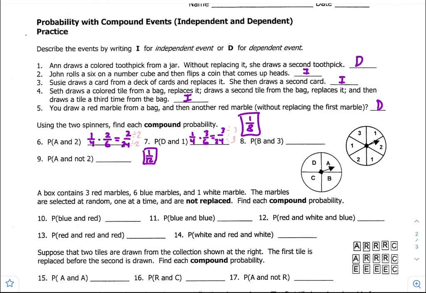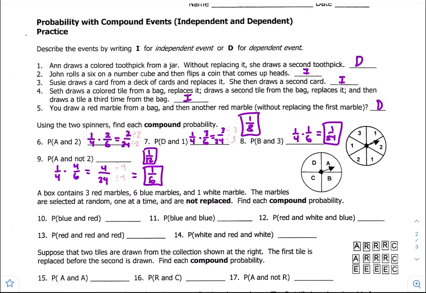Probability of spinning a B is 1/4 chance, and probability of getting 3, 1/6, which is 1/24. Number 9, probability of spinning for an A is 1/4. And the probability of not getting a 2, so all the numbers that are not 2, is 1, 1, 1, and 3. So that's 4/6. So 4 times 1 is 4, 4 times 6 is 24, and divide top and bottom by 4. We're going to get 1/6.